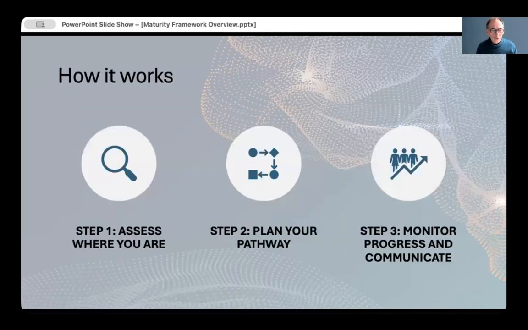So how do you use the framework? Assess where you are, use that assessment to plan where you want to go, and monitor progress and communicate to the stakeholders inside and outside your parliament. So use the framework to see what the points of growth and the opportunities are and build your plans around that.